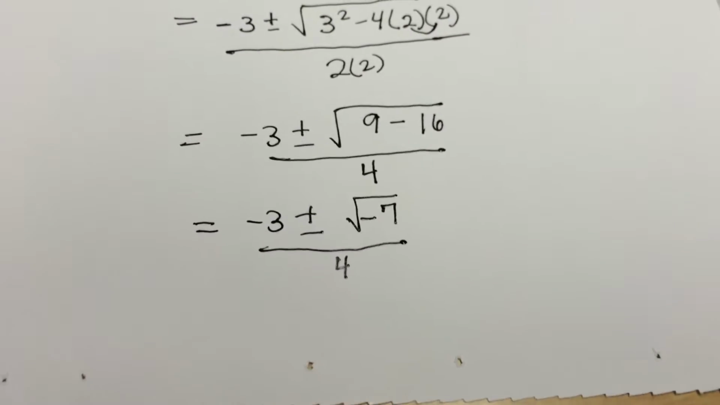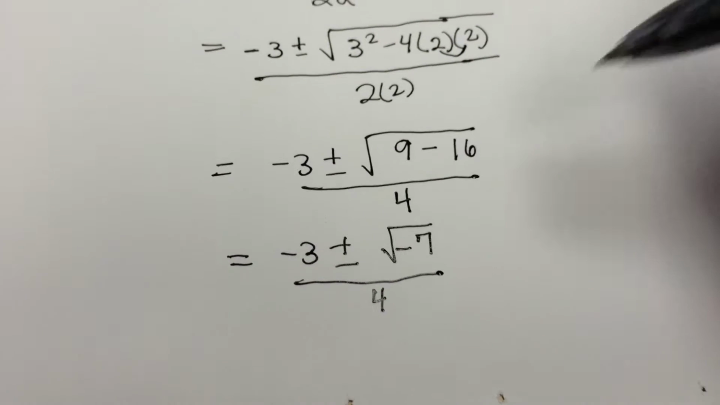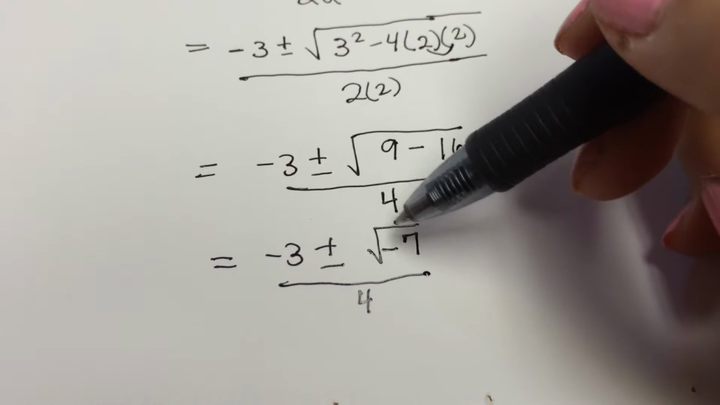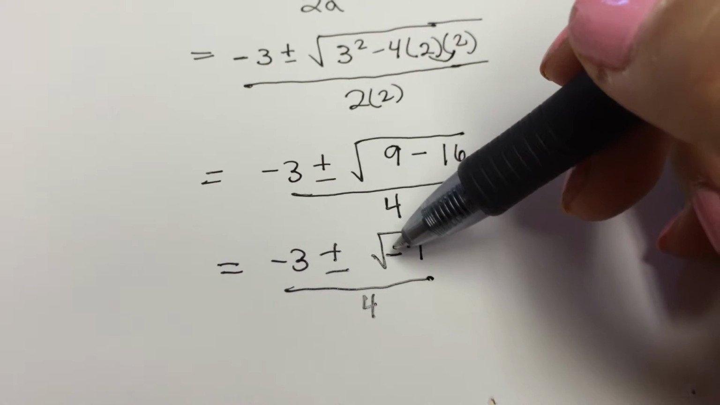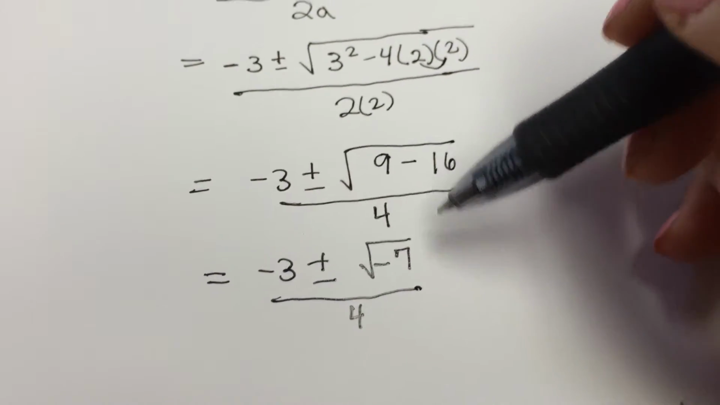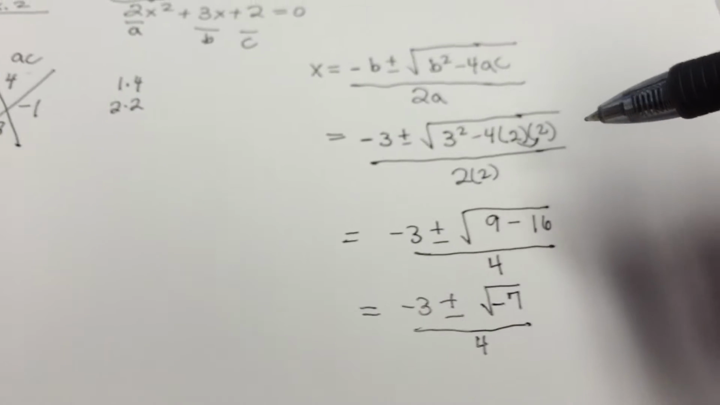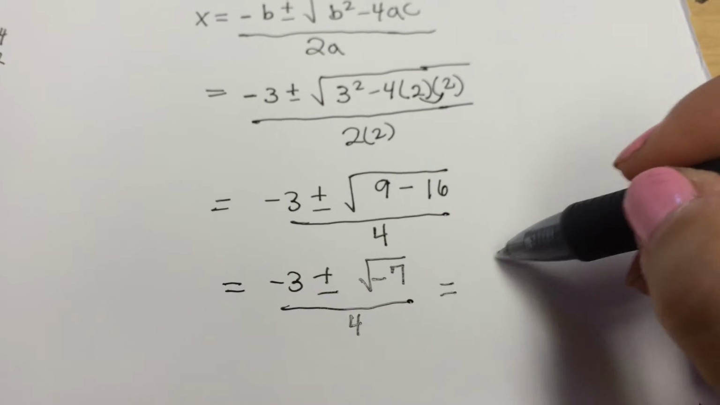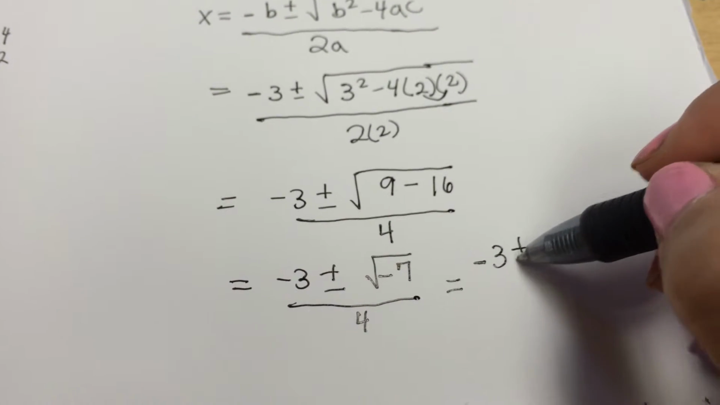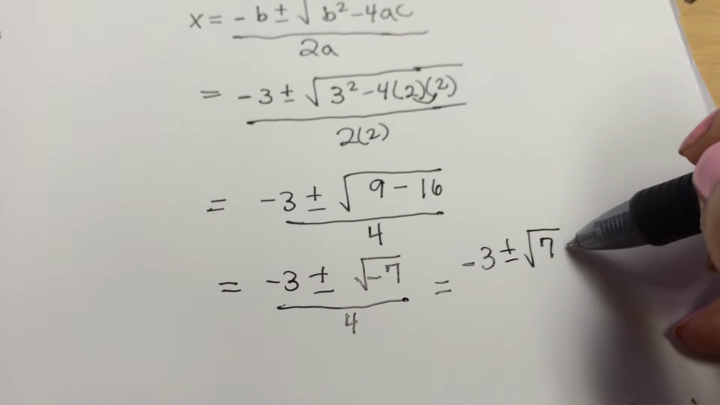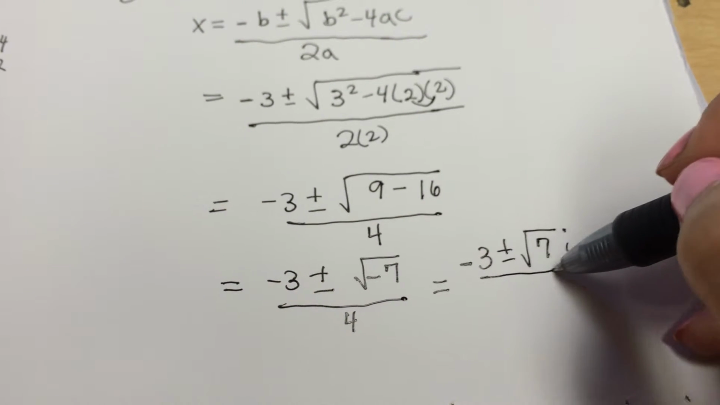So we learned in the last section that if you have a negative inside a square root, that's the complex part of it, you have to bring that negative out of the square root, and that becomes the imaginary i. So let me see if I can find room right here somewhere. Okay, so let's just continue here. So negative 3 plus and minus the square root of 7i, right, over 4.